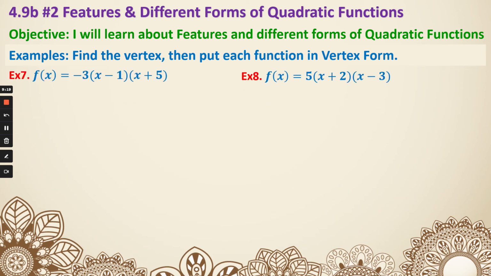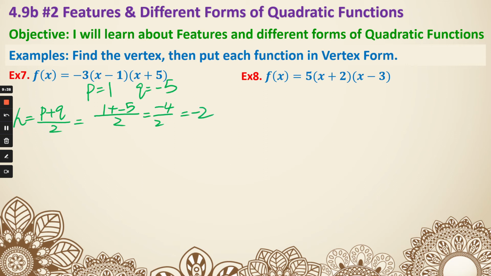Same idea, let's identify our p and q first. My p is 1, my q is -5. So my h is p plus q over 2. So it's got to be 1 plus -5 over 2. That is -4 over 2, which is -2. My k is f of -2. So I'm plugging in the -2. That's going to give me -3 in the front, then -2 minus 1, and then -2 plus 5. So I have -3 here and a +3 here.